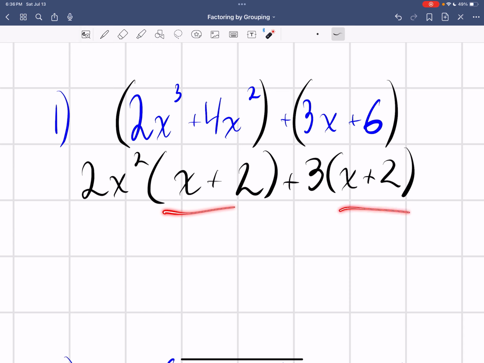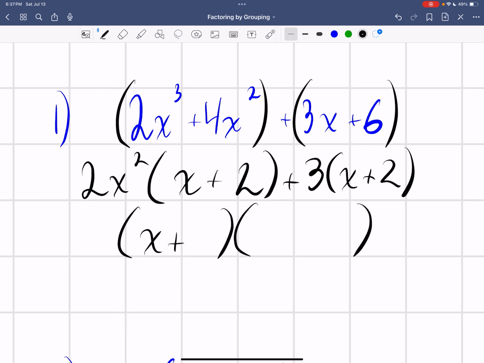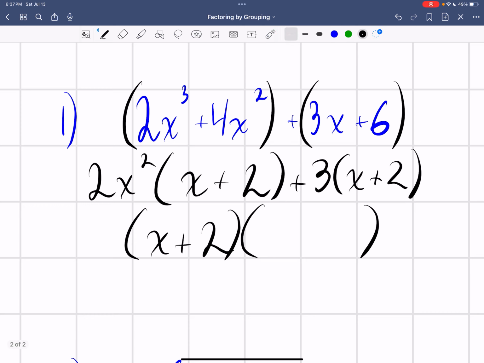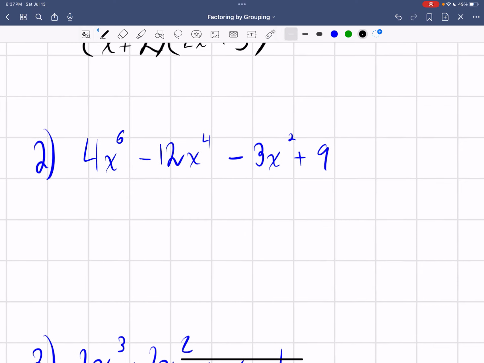And you'll see that the 2 things we have in parentheses here are the same, and that's the sign that the factoring by grouping technique was successful. If the 2 things you get in parentheses are the same, it worked. Our final answer is going to be one of the 2 factors will be the thing that appeared twice, the x plus 2. And the other factor will be the things on the outside here, that is 2x squared plus 3. And we're done. On to the next example.